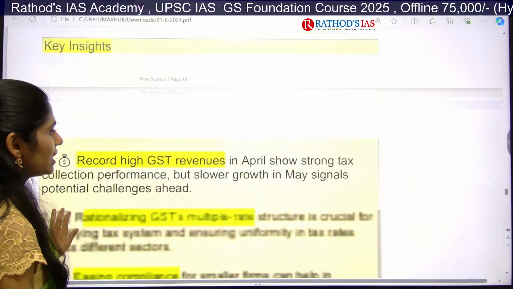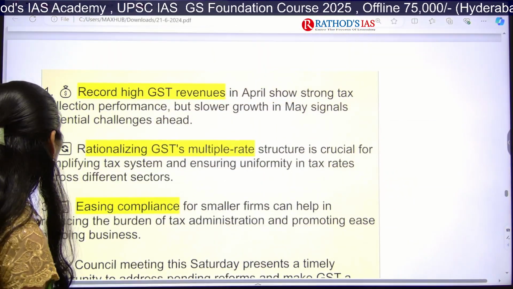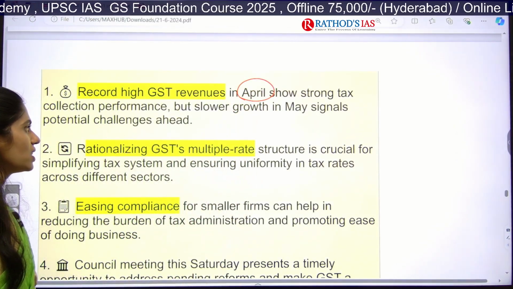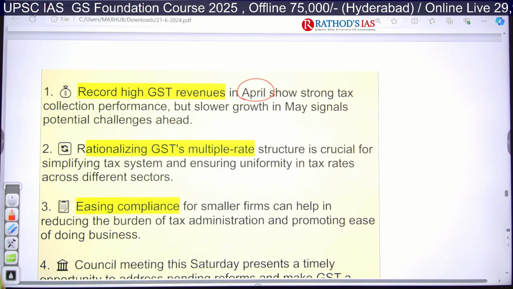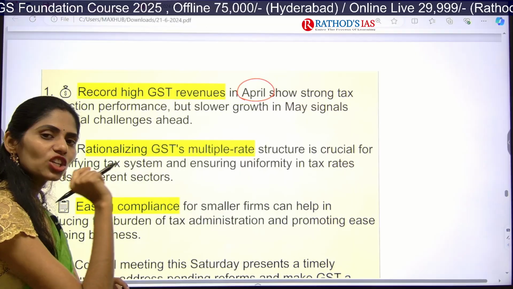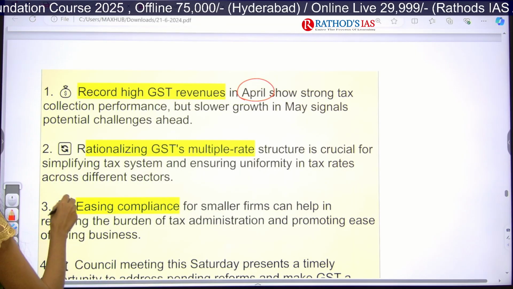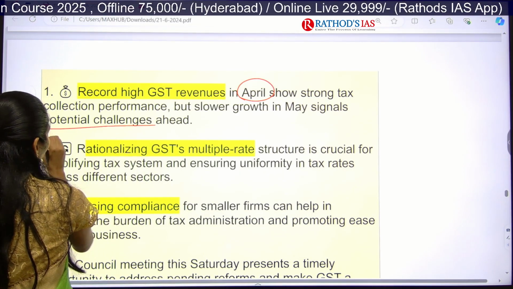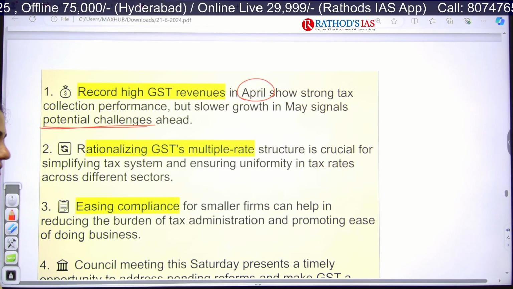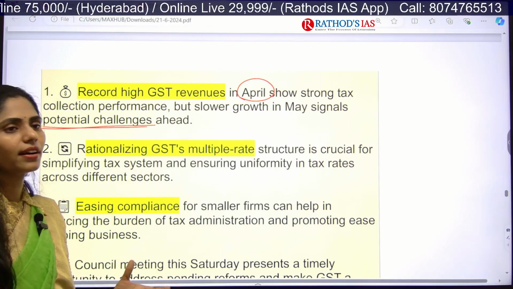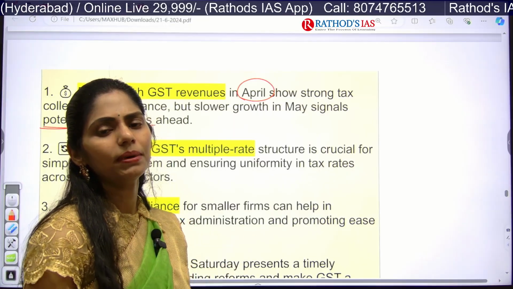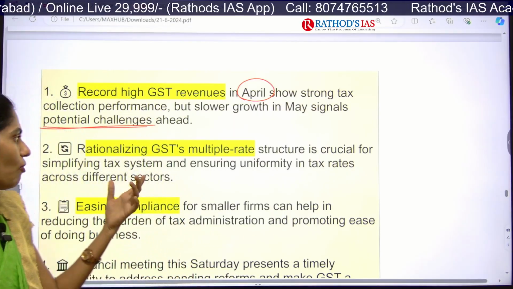So what are the key insights? The first important thing is that in the month of April we got good revenue collections from GST, which shows strong tax collection performance. But after one month there is a decrease in that collection. So it is saying that there are some potential challenges in the future. What are the different things we can do? We have a multiple rate structure: 0, 5%, 10%, 18%, 28%, like that we have multiple slabs.